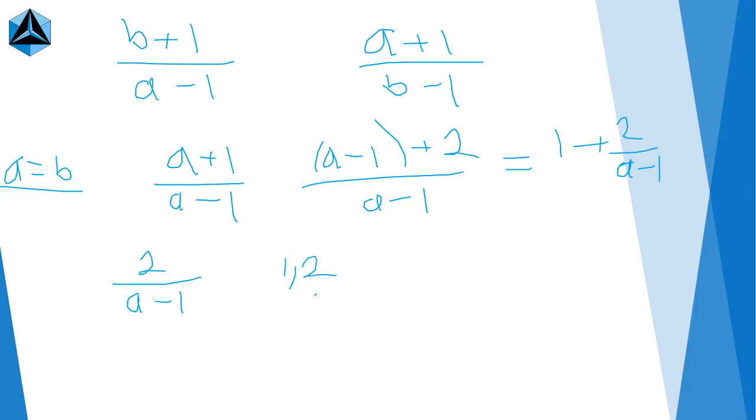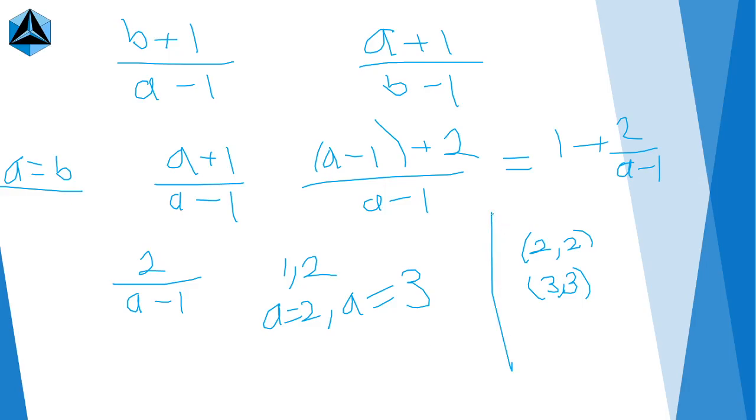So that gives us that a is equal to 2 and a is equal to 3, because 2 minus 1 is 1, 2 over 1 is an integer, 3 minus 1 is 2, 2 over 2 is an integer. So now we have our solution. Since a is equal to b, we have 2, 2, and 3, 3. Those are our two solutions for this case. So let's keep that in mind. We'll just box these in.